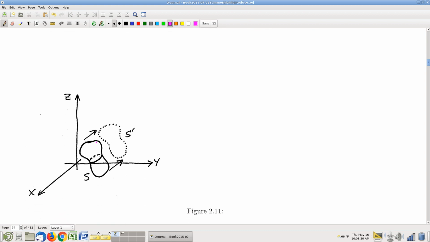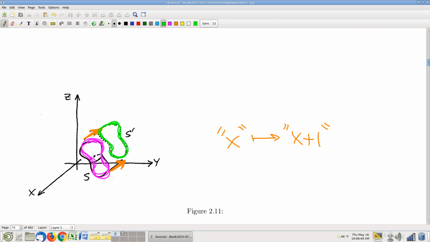Take your purple surface here. This process of replacing everywhere you see an X, replacing that with X plus 1, that process effectively shifts the surface backwards in the X direction. Like that.